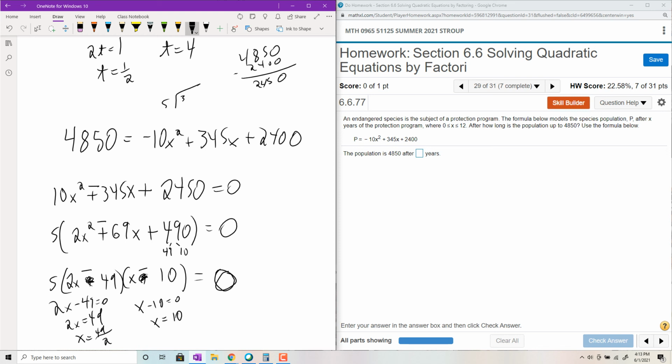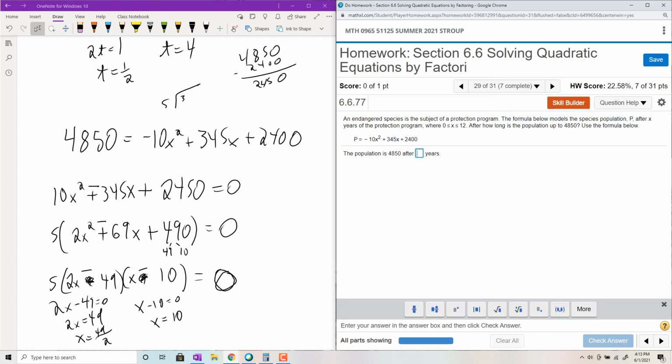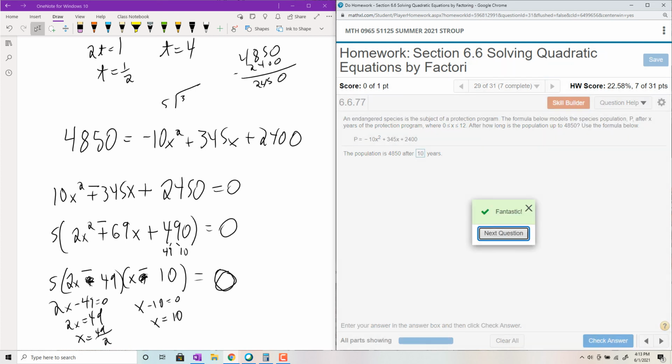So how do I know? Can I use 49? No. If you read the question, it says x has to be in between 0 and 12, so the answer has to be 10. You throw out the other answer because it's not in that interval.